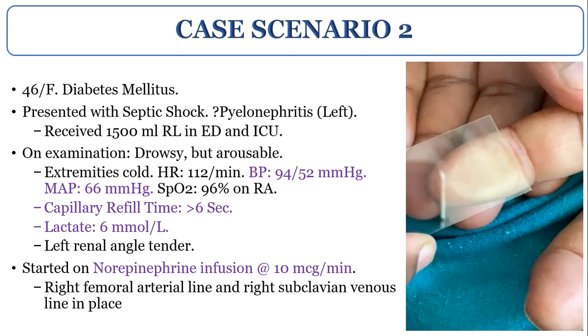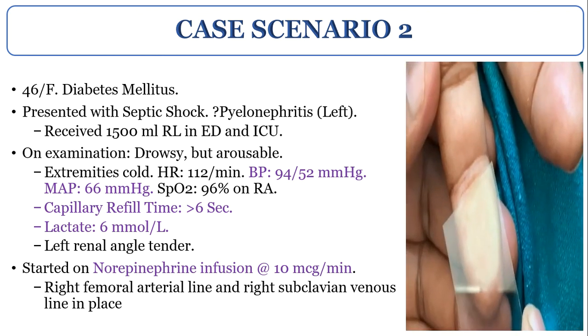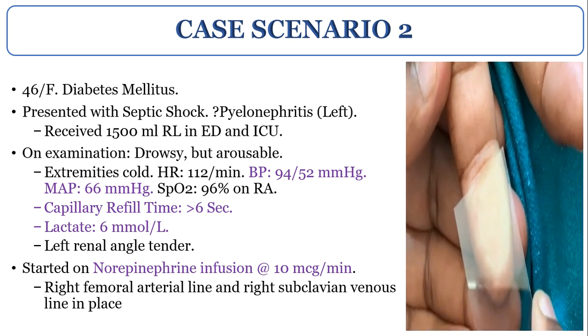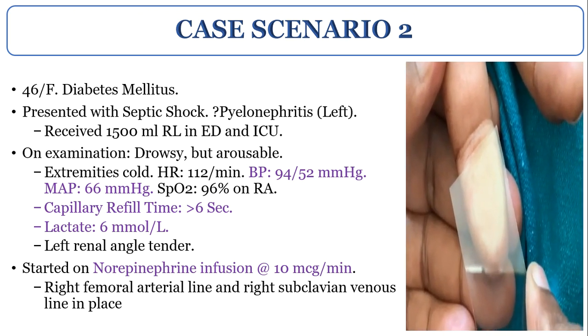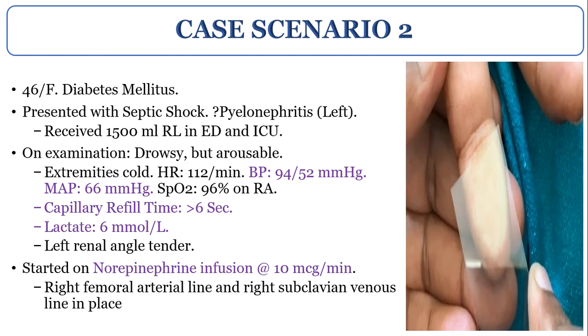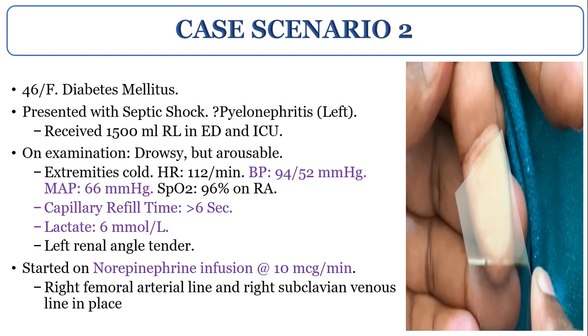So, a 46-year-old female, diabetic, presented with septic shock, pyelonephritis. On examination, she is drowsy but arousable. See, look at the blood pressure, 94 by 52, MAP of 66. Look at the capillary refill time. This is how you are supposed to check the capillary refill time, with a glass slide. Compress it for 10 seconds, release, and see how much time it takes.